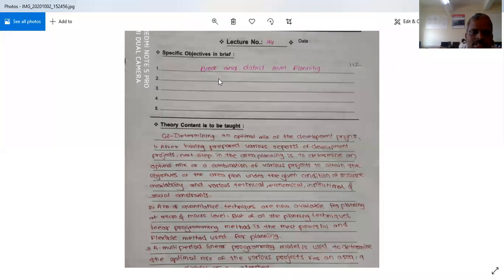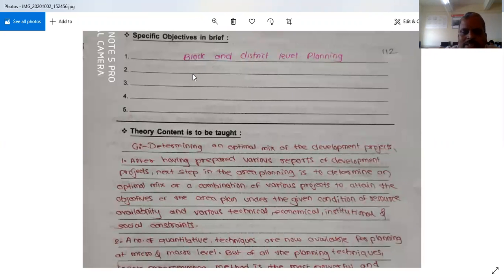Good morning, students. In the lecture on rural development, we are going to discuss the last topic, block and district level planning. Now, the next point is determining an optimal mix of the development projects.